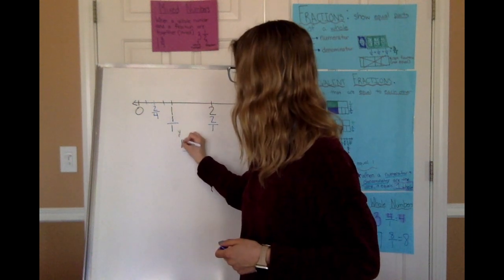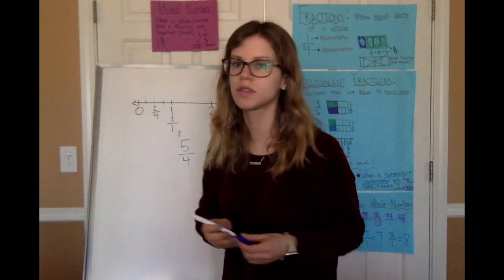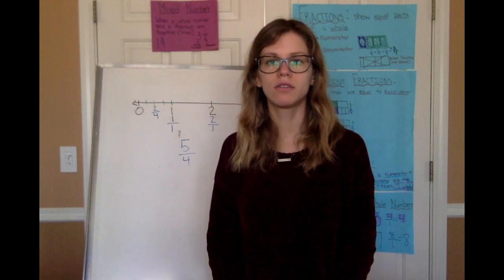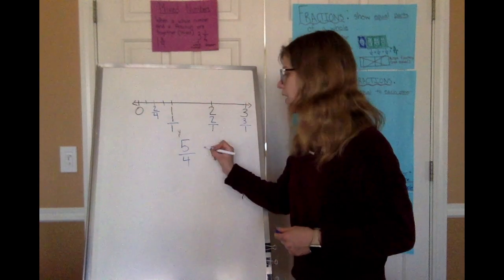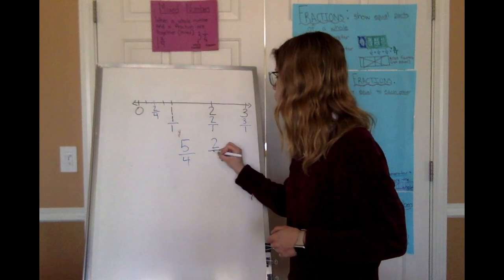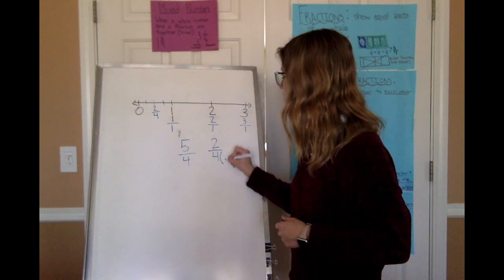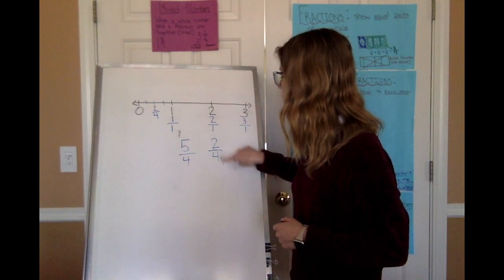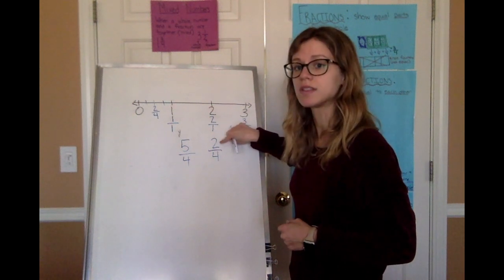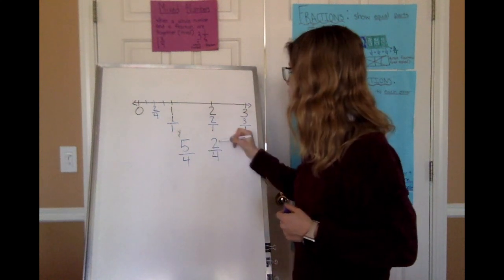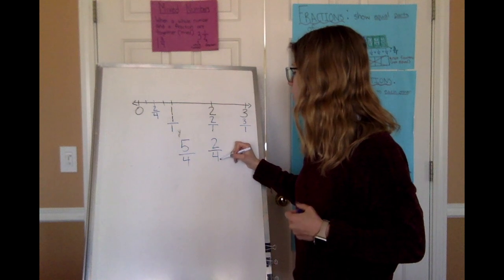So now let's think about the fraction 5/4. Pause me, and I want you to think about, what is this fraction and where would I put it? So one way I could think about 5/4 is if I compared it to the fraction 2/4. So I know 2/4 means that there's 4 parts that make up my whole, and 2 parts is the amount of parts that I have shaded in, the amount of parts that I want to show.